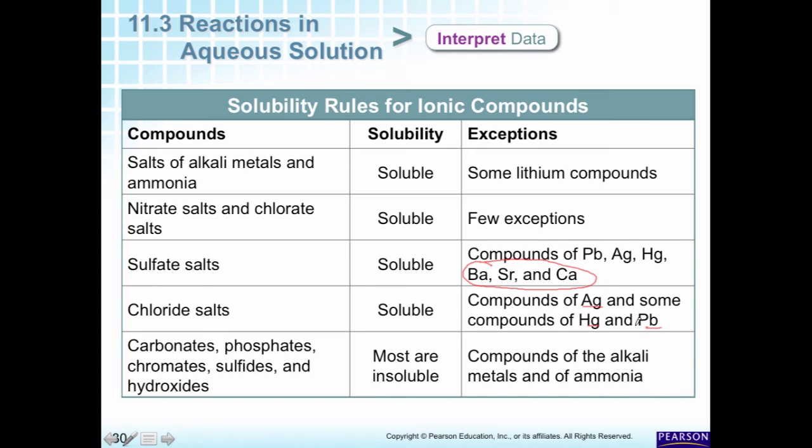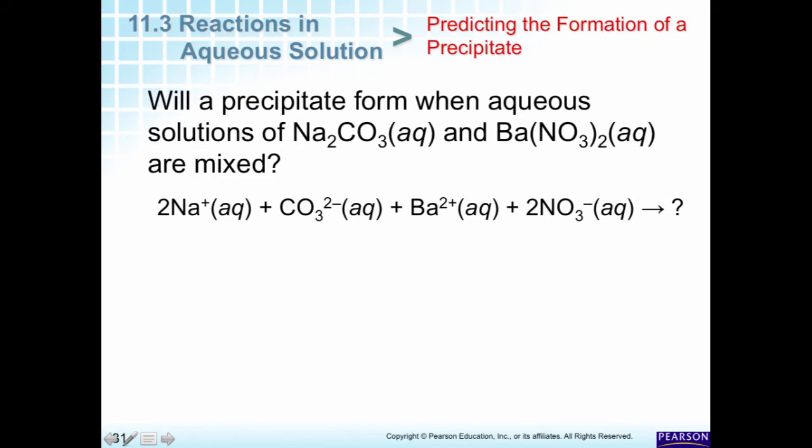Carbonates, phosphates, chromates, sulfides, and hydroxides are usually insoluble, but of course we said alkali metals and ammonia are. So this means if it has this, it's soluble. If it has nitrate, it's soluble. These are some that have exceptions, okay? But these here are always insoluble. So if you make a carbonate, phosphate, chromate, sulfide, or hydroxide, you're usually going to have a precipitate.